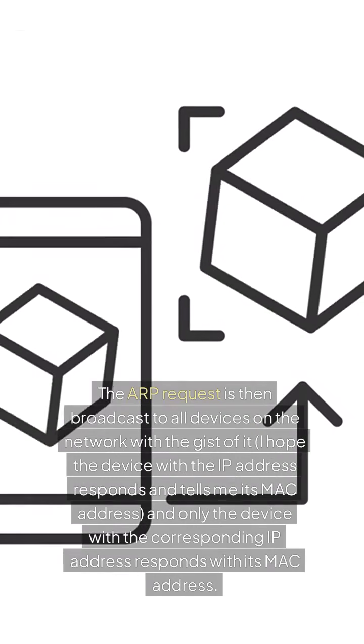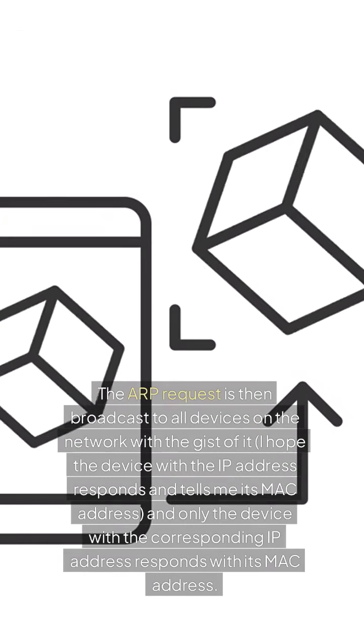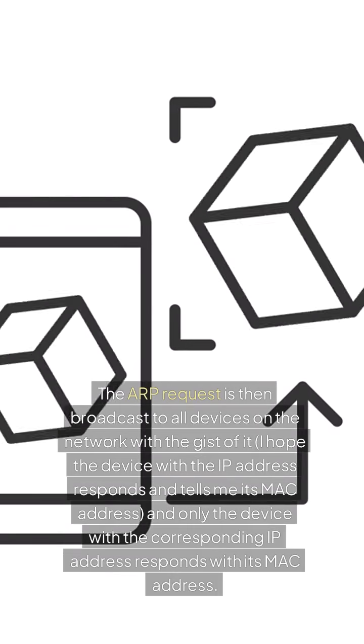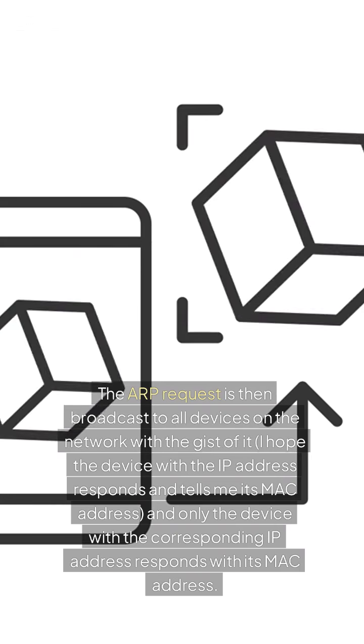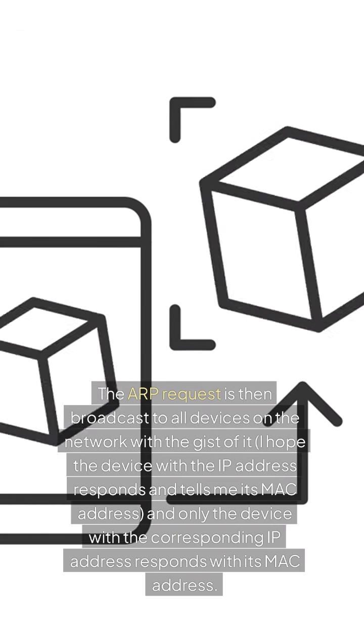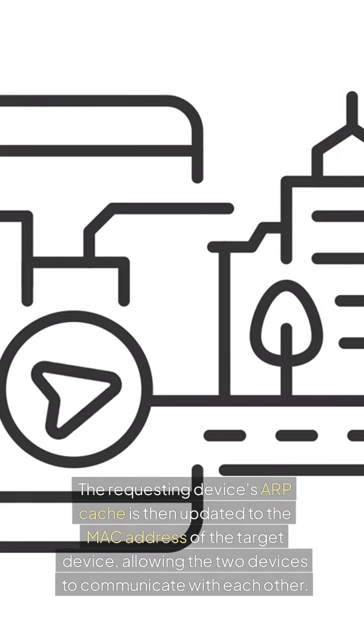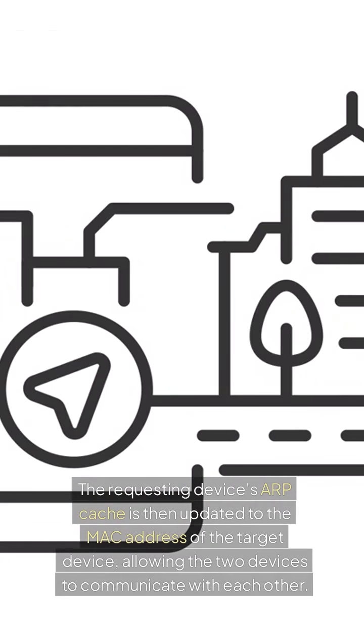The ARP request is then broadcast to all devices on the network with the gist of it: I hope the device with the IP address responds and tells me its MAC address, and only the device with the corresponding IP address responds with its MAC address. The requesting device's ARP cache is then updated to the MAC address of the target device, allowing the two devices to communicate with each other.